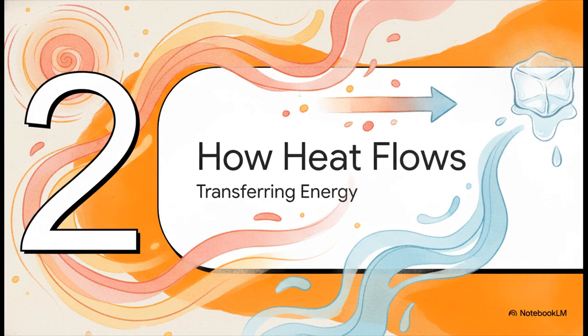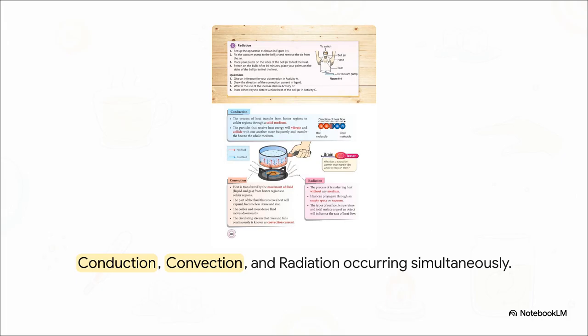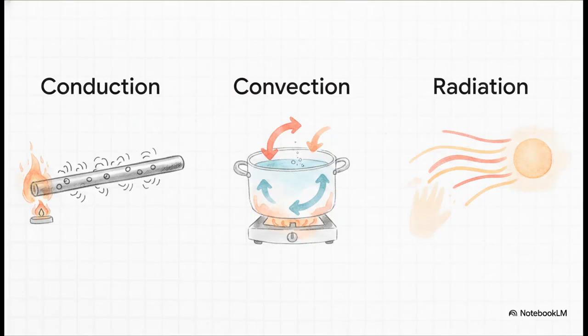Section 2. How heat flows. If you think about a pot of water boiling on a stove, you're actually witnessing 3 completely distinct methods of heat transfer happening all at the exact same time. It's pretty cool. Energy moves through the solid handle, it circulates through the liquid water inside the pot, and it radiates through the open air moving away from the burner. Let's break those 3 down.